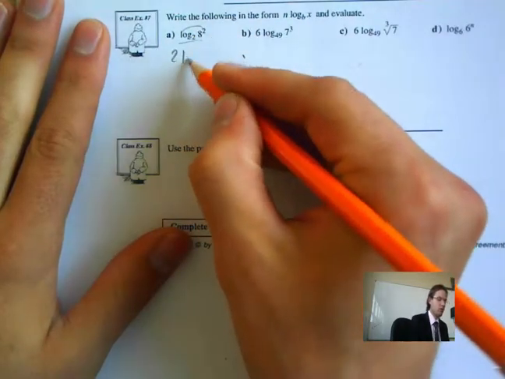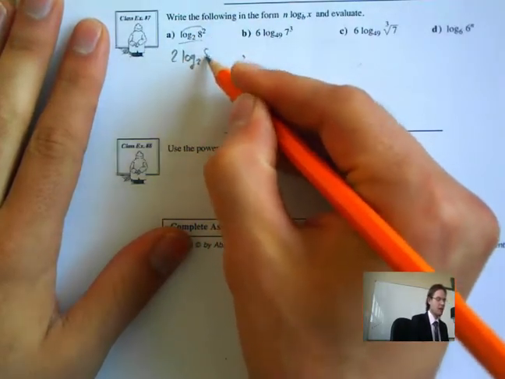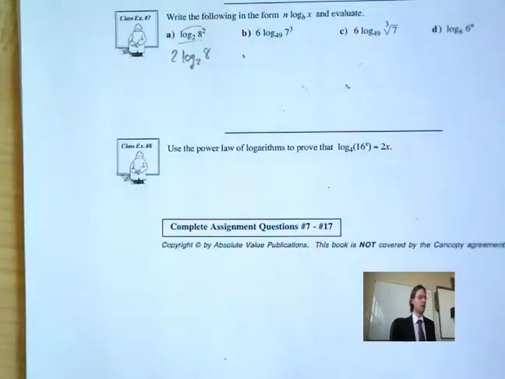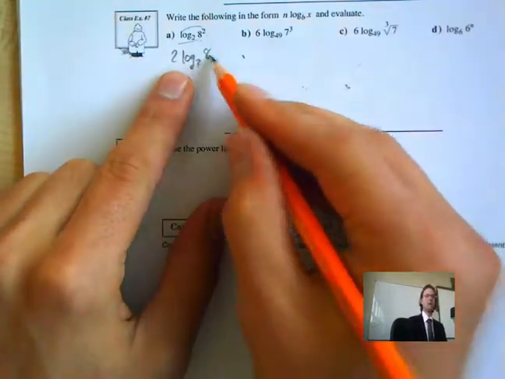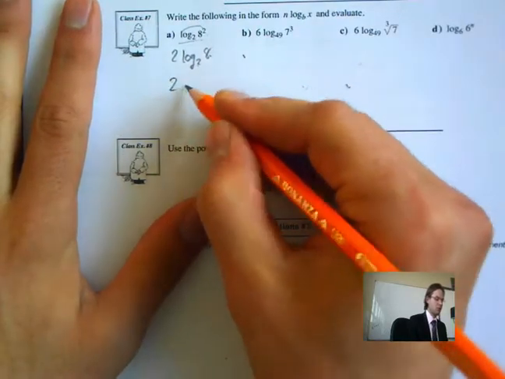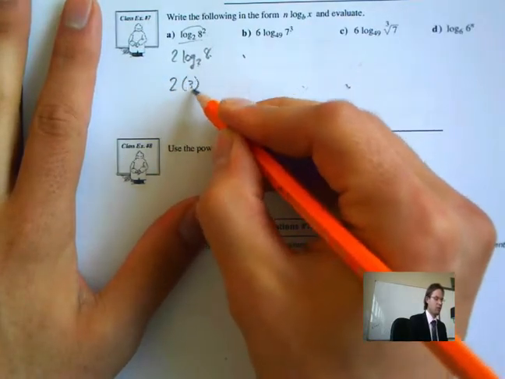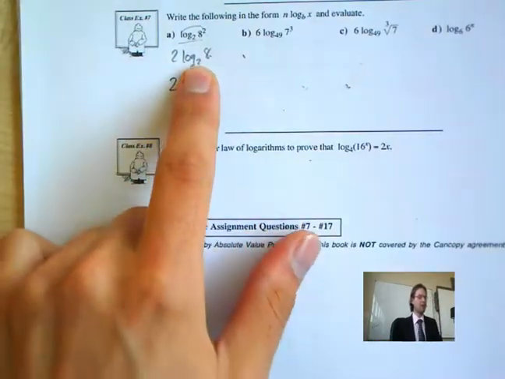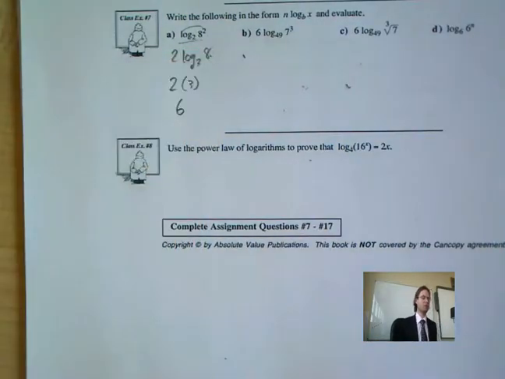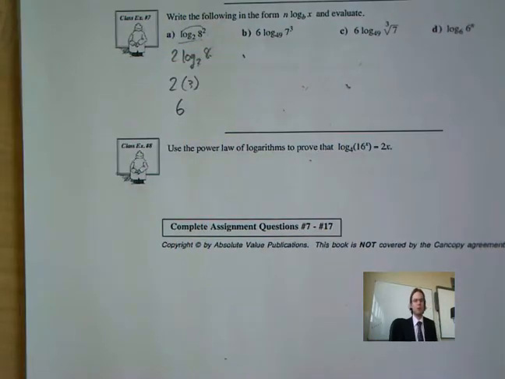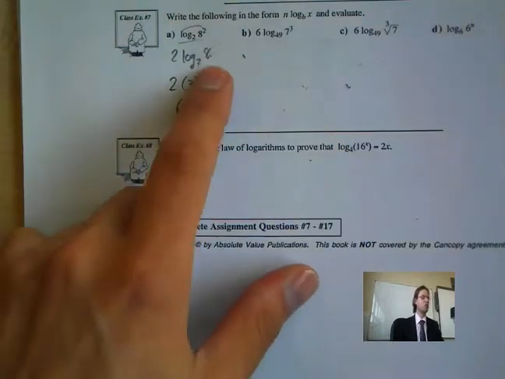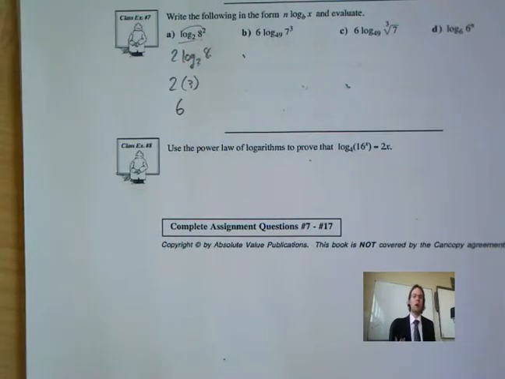If I have 2 log base 2 of 8, well 2 to the power of what is 8? That is 3. So that is 2 multiplied by 3, which is equal to 6. That makes it a lot easier than saying 2 to the power of what is 64. Well, that's 2 to the power of 6, but it's a lot easier to push that 2 in front and multiply. I hope you see that.